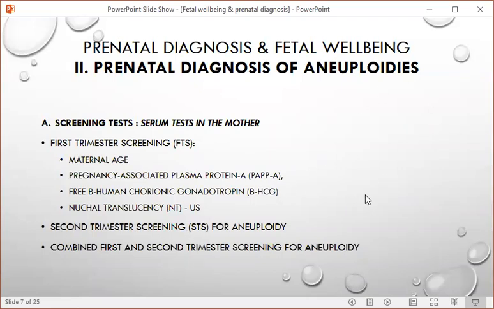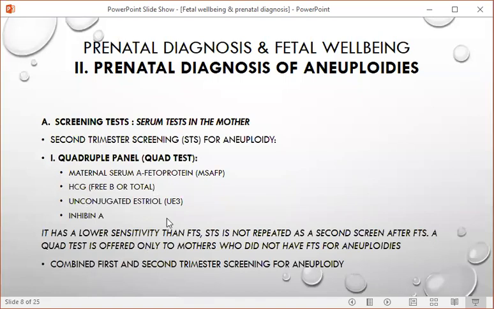And coming to the second trimester screening, this is not actually very sensitive. If first trimester screening is done and the patient is not high risk, then there is no need to do a second trimester screening test. This second trimester screening test includes the quadruple panel, that is the quad test, which includes 4 parameters: maternal serum alpha fetoprotein and HCG levels, unconjugated estriol, and inhibin A. Combined first and second trimester screenings are required for aneuploidy when there is suspicion of high risk pregnancies.